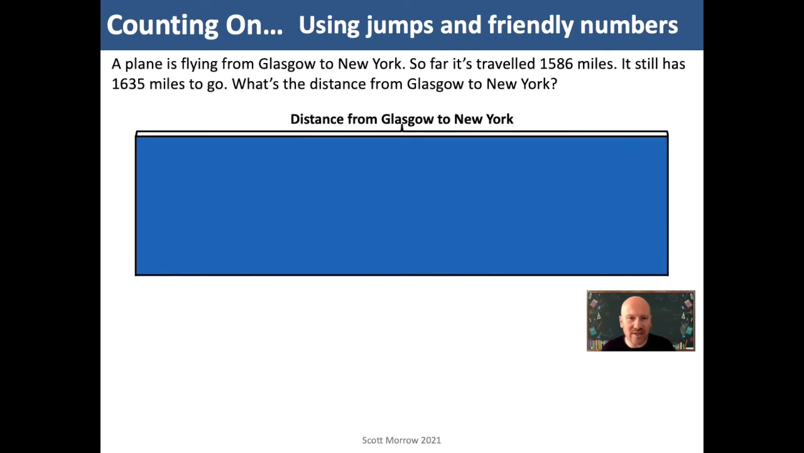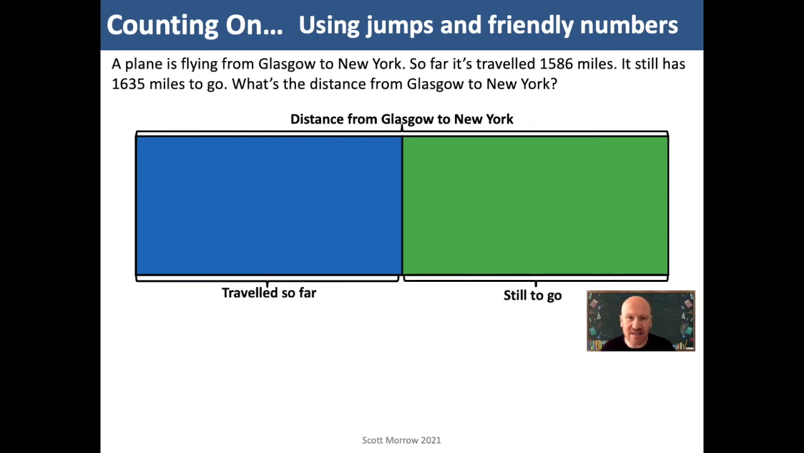The whole amount is the total distance from Glasgow to New York, and we've got two parts: the distance travelled so far and the distance still to go. We know it's travelled 1,586 miles so far, and it still has 1,635 miles to go. So again, we're looking for the whole amount in this example. This relationship remains consistent throughout all of these examples, whether we're working in single-digit problems or four-digit problems like this one.